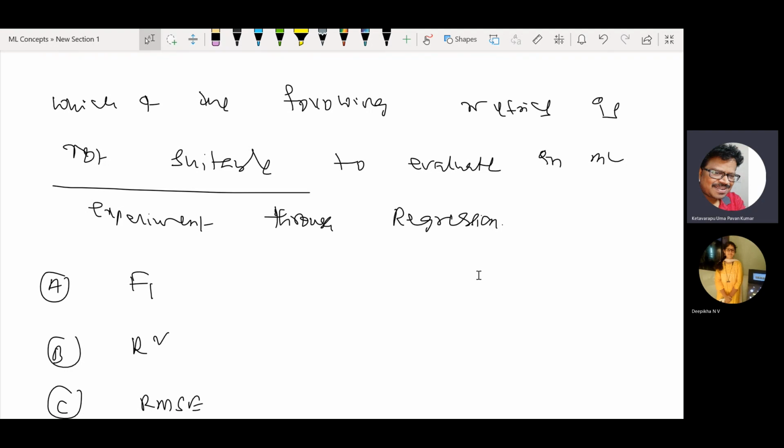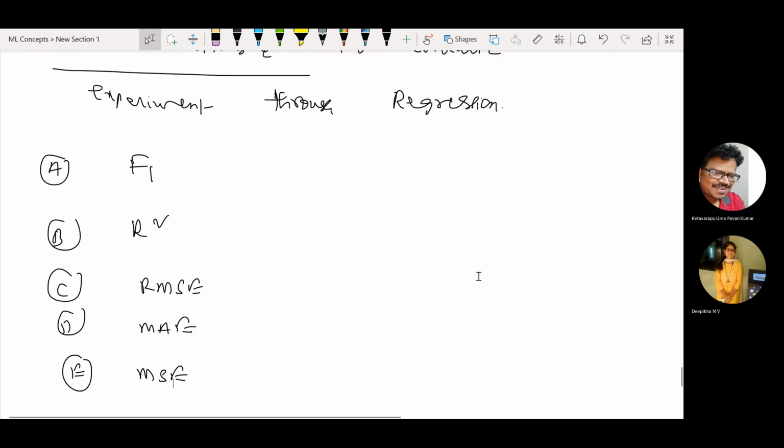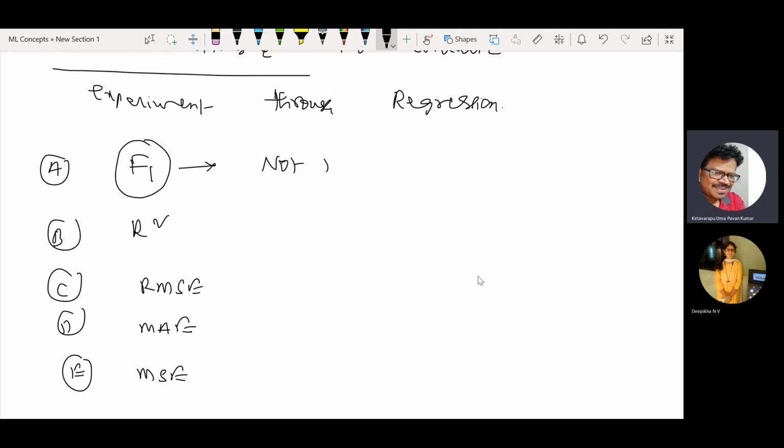And the next important thing is, if you are making use of regression, there are certain metrics. As we discussed, we have seen MSE, MAE, RMSE, R square. But we have not observed F1. I'll talk about this, guys, but the answer is this: F1 is not for regression.